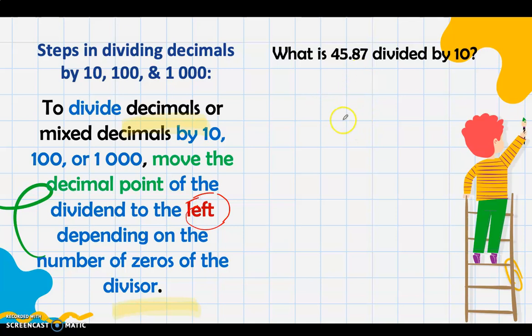So we have 45.87 divided by 10. We need to move to the left one move because the number of zeros of 10 is just 1. So from 45.87, here's the decimal point. Move here one place. The answer now is 4.587.